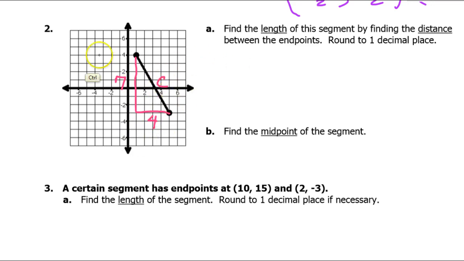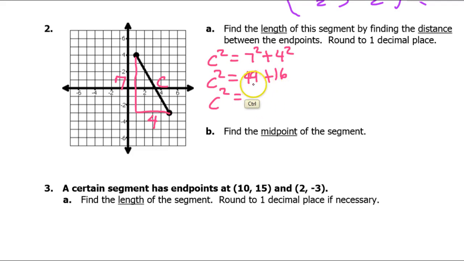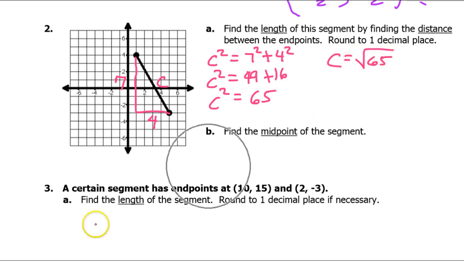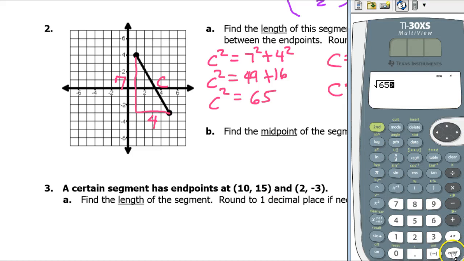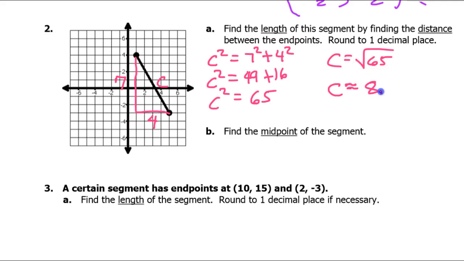And again, I will call this C. So that sets me up to do the Pythagorean theorem again. So C squared is equal to A squared plus B squared. So C squared is equal to 7 squared plus 4 squared. C squared is equal to 49 plus 16. So C squared is equal to 65. So that means that C is equal to the square root of 65. Square root of 65 is approximately 8.1. All right, got to round. So this is the answer to problem number 2. Now, the midpoint.